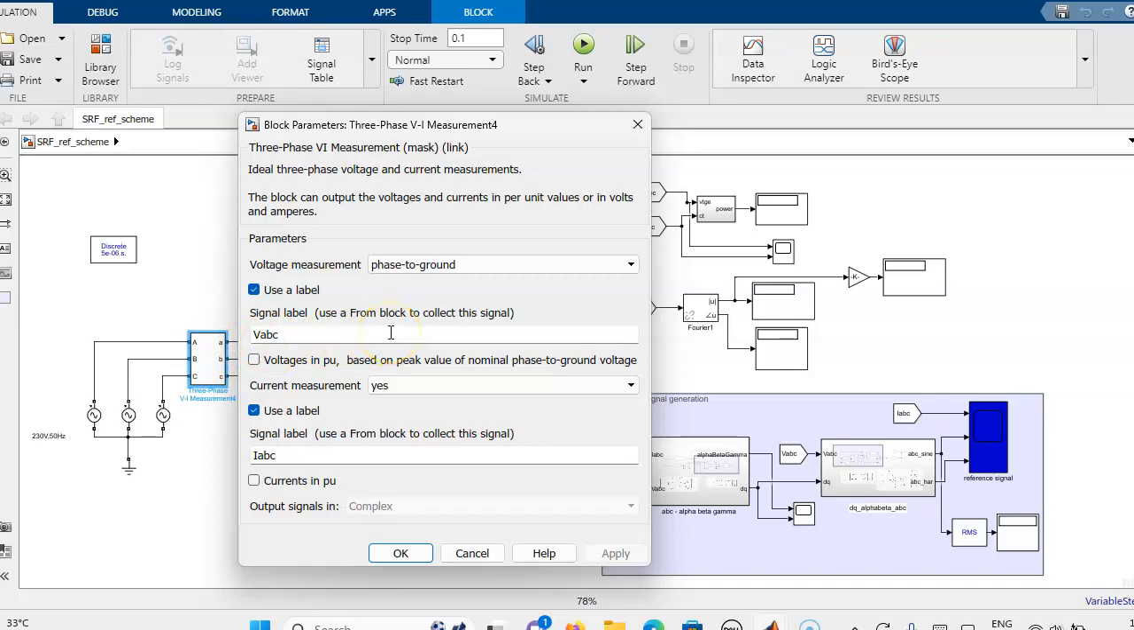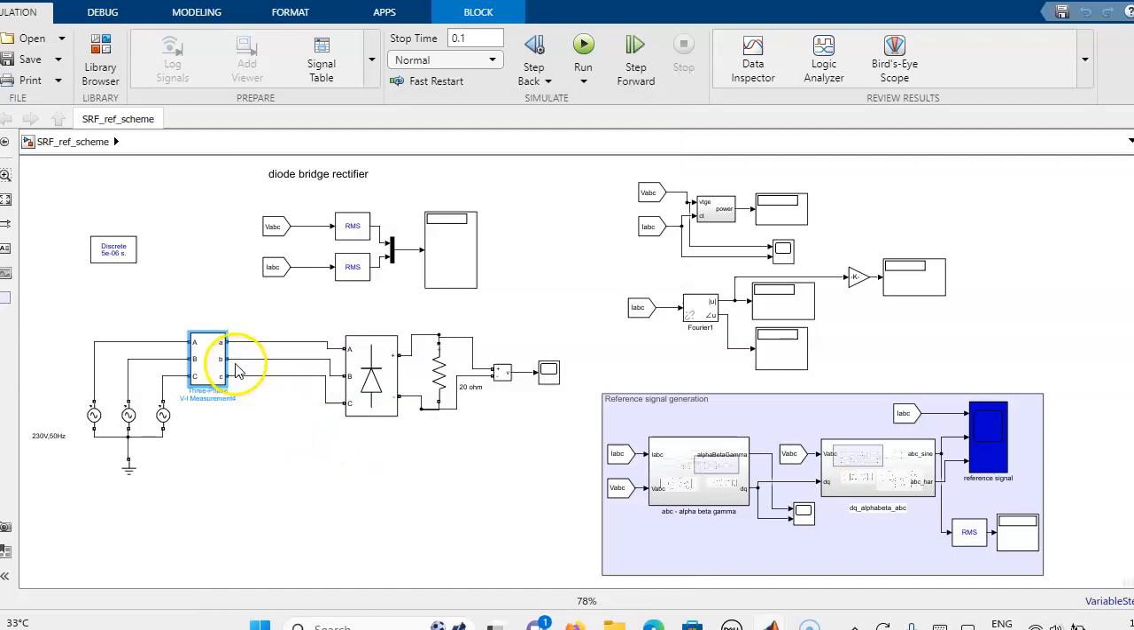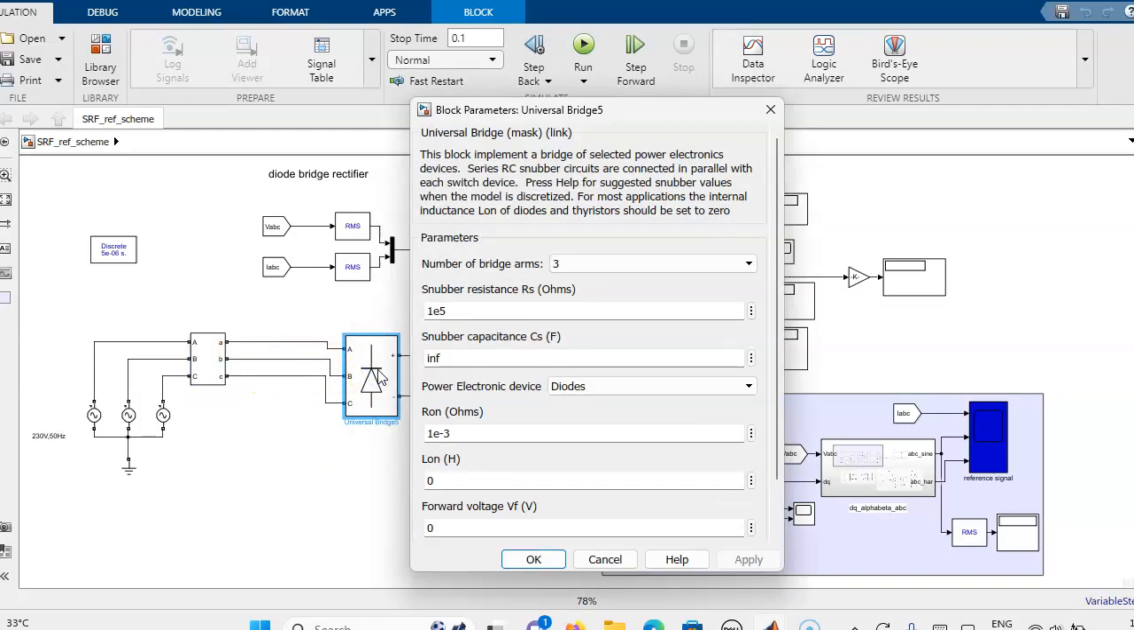Here I am using the 2019 MATLAB version. I have enabled the use a label option. Then the label name I have taken as VABC and the current as IABC. Then this three-phase voltage current measurement is connected to the three-phase diode bridge rectifier. A universal bridge is taken and I have selected the power electronic devices as diodes, and even if you want to use thyristors you can use them, and connect a pulse generator. Remaining all the values I have taken as the default values.